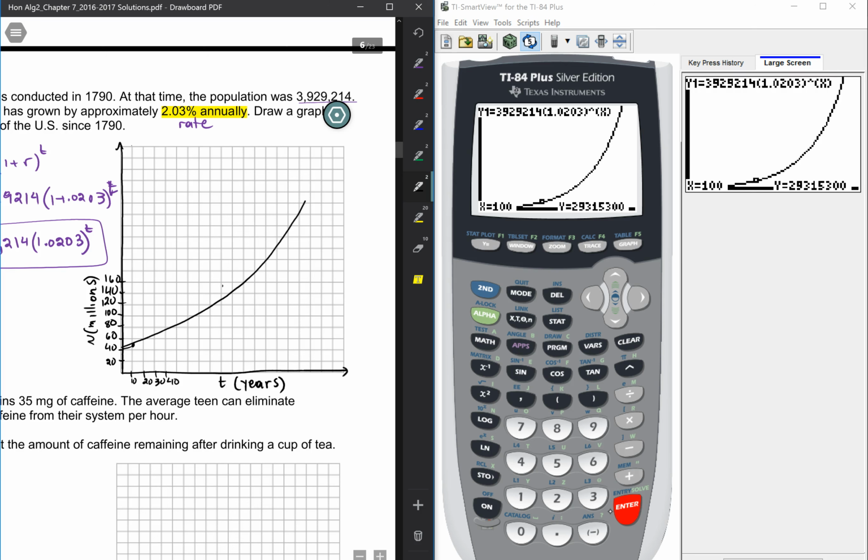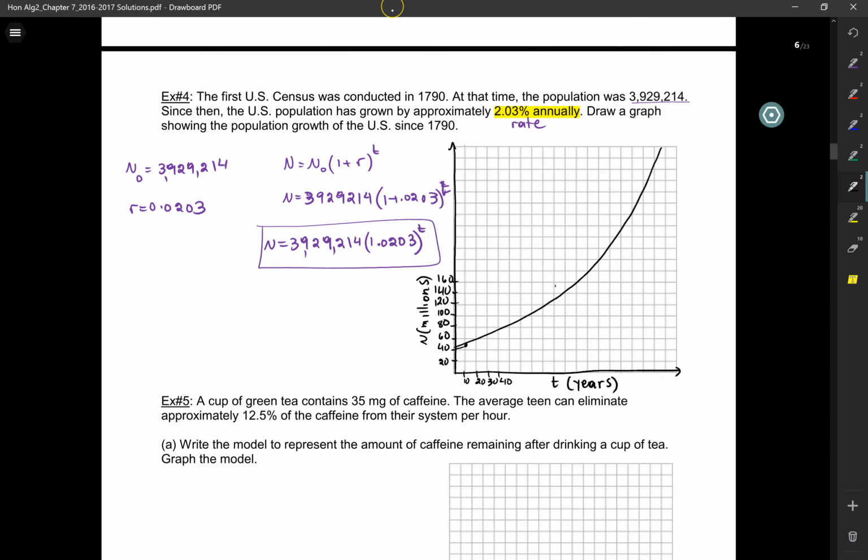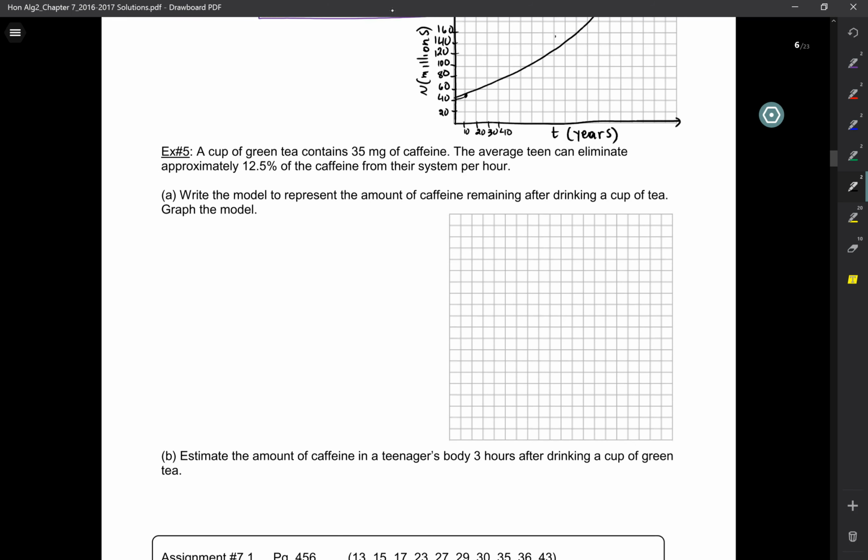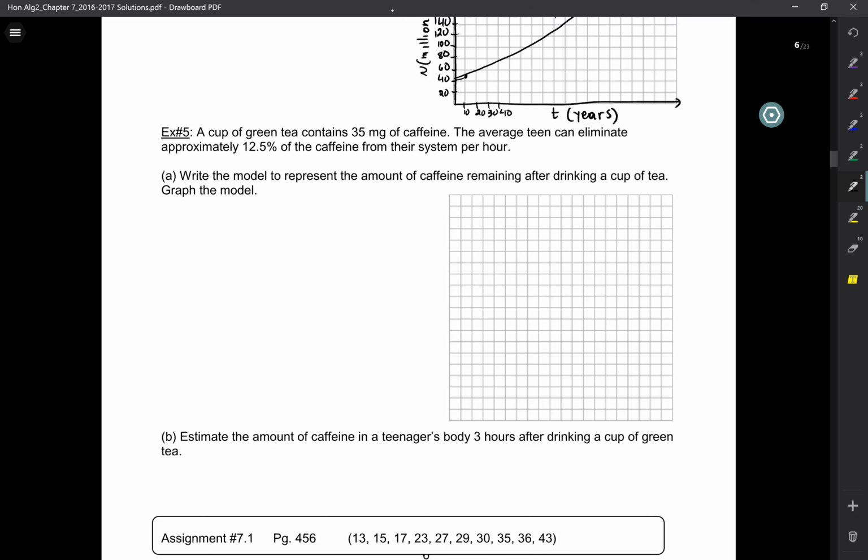Okay. I'll look at your calculator in a minute. What I want to look for is that at t equals 0, this is at the right place. Yes. Okay. Yeah, there is very little. So I'll look at calculators in a minute. Let me do this one.